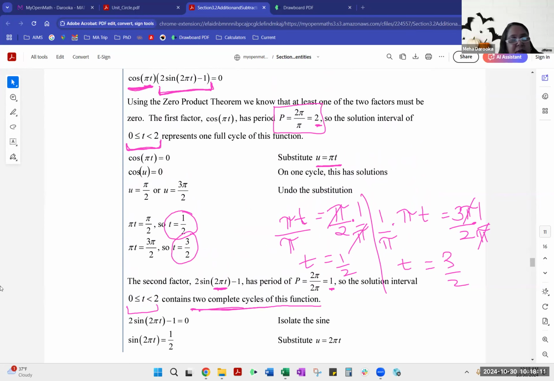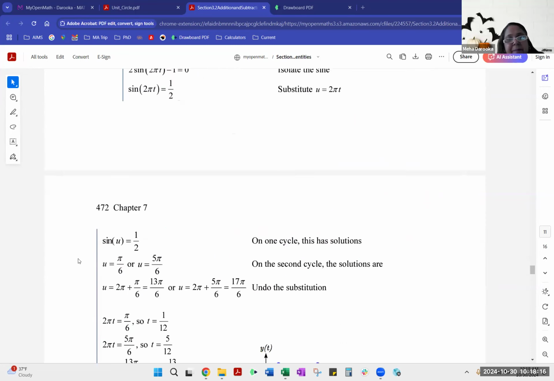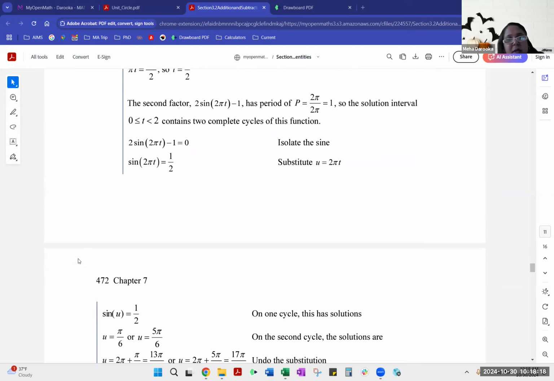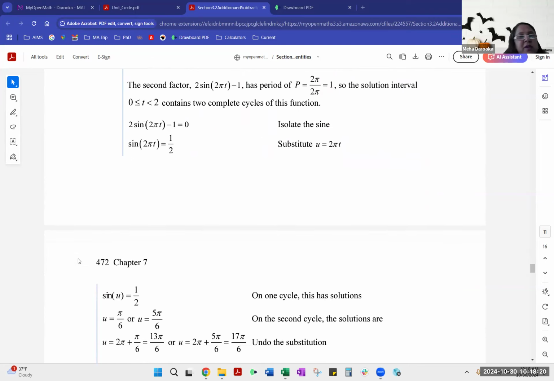So now let's take a look at what happens when we solve that. Here you will see that once we set this equal to 0, you'll go ahead, move that 1 to the other side, go ahead and divide by 2. So you end up getting sine of 2 pi t by itself, and that's equal to 1/2.